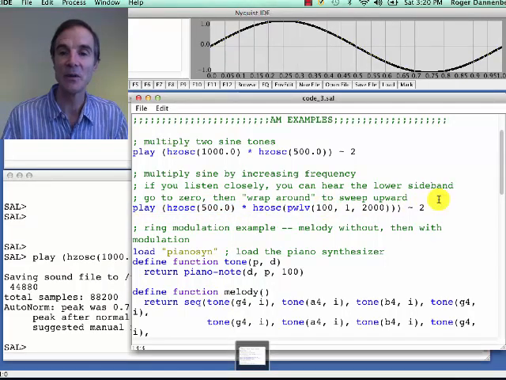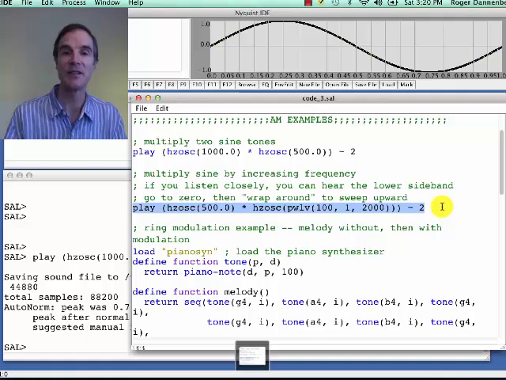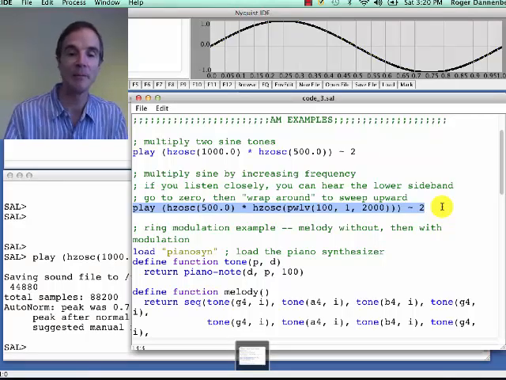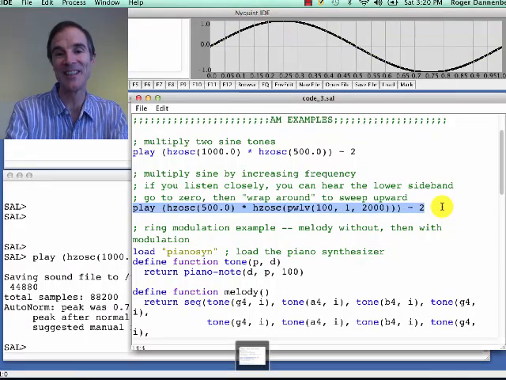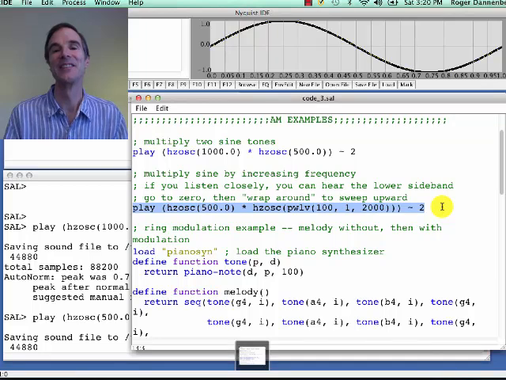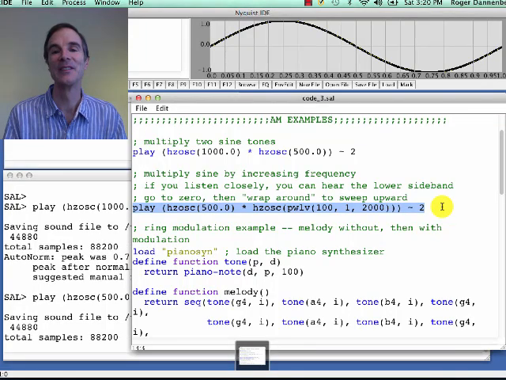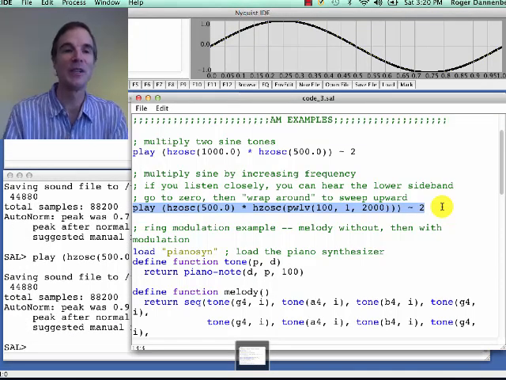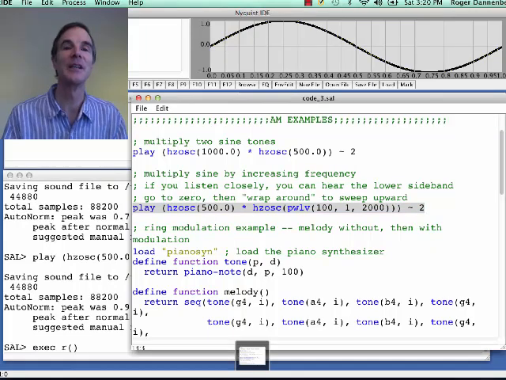So you'll hear this lower sideband wrap around at 0 and start coming back up again, hopefully. Let's try it. Okay, one more time. So I hit replay.